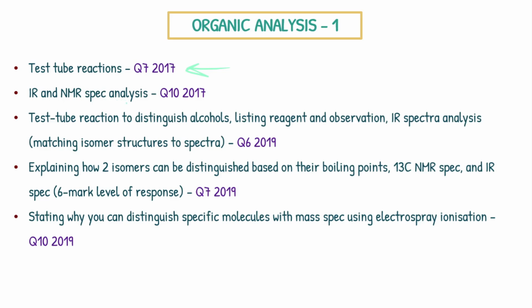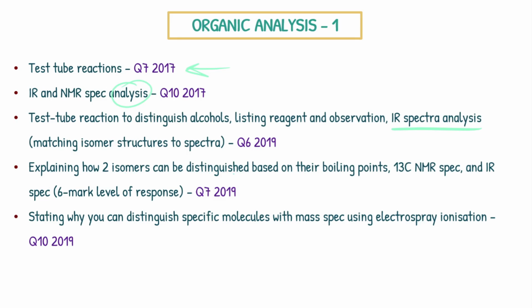Next one here was IR and NMR spec analysis, very common where you're going to get a mixture of spectra and information from a variety of different stuff, and you have to analyze that and problem solve. Next one was a test tube reaction to distinguish alcohols, listing the reagent and observation. The reason that I included this here is because it also involved IR spec analysis. Okay, and this matching isomer structures to a spectra. So it also involves some isomer stuff as well. Okay, this was from 2019. Feel free to check that out.